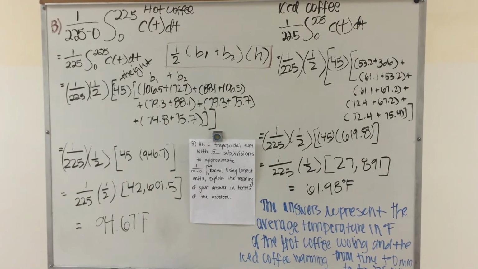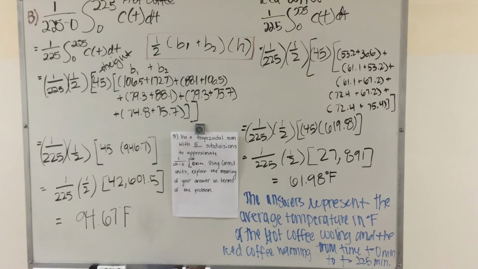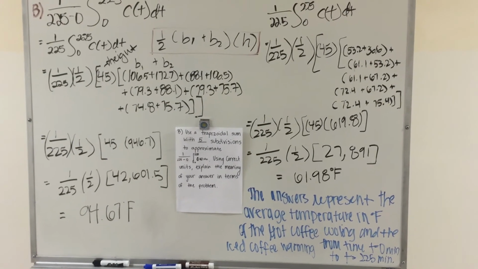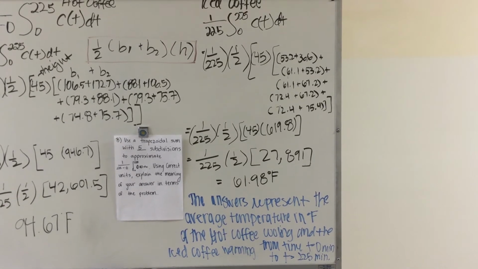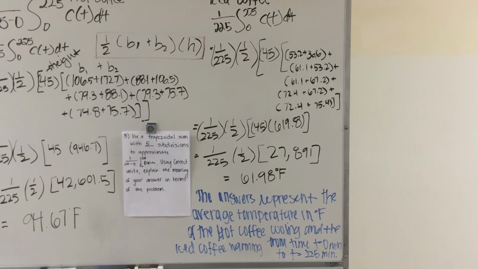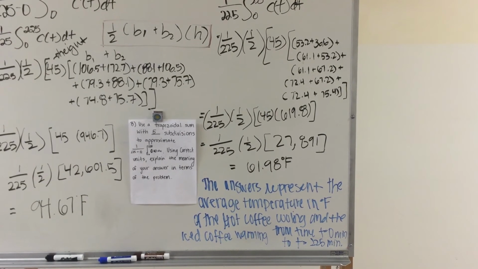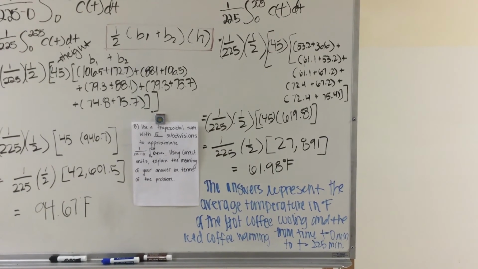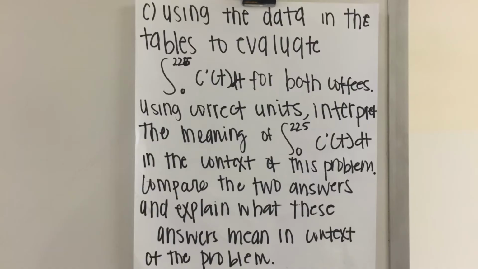So the average approximation of the temperature for the hot coffee would be 94.67 degrees Fahrenheit. For the iced coffee, we use the same method, and our answer came out to be 61.98 degrees Fahrenheit. The answer represents the average temperature in degrees Fahrenheit of the hot coffee cooling and the iced coffee warming from time t equals 0 minutes to time t equals 225 minutes.